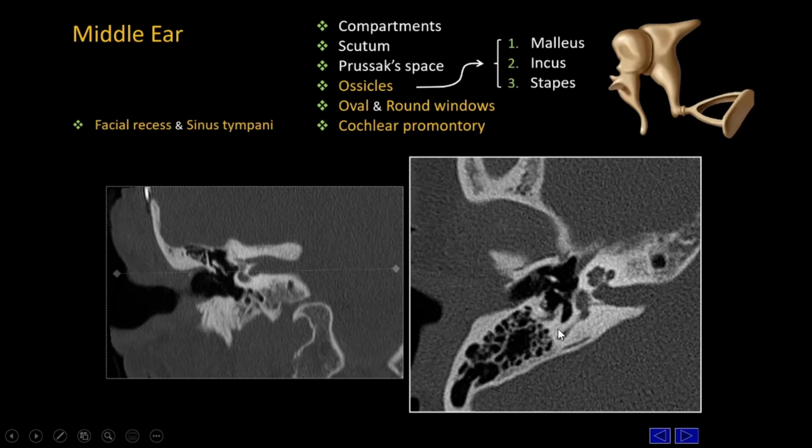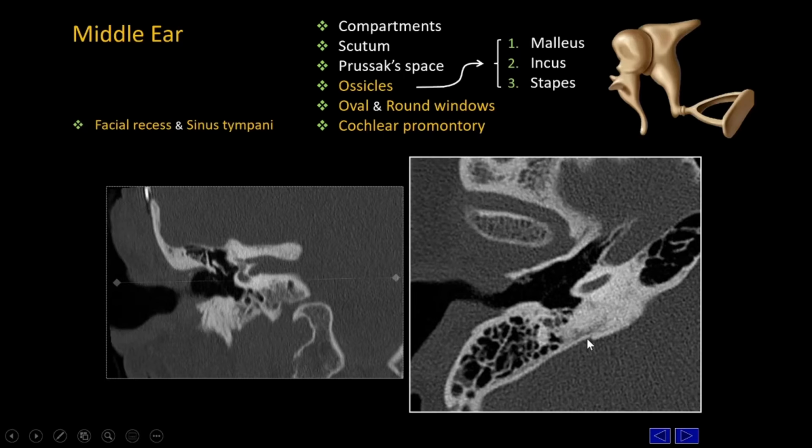And another structure that you can see is the cochlear promontory on the axial view. Again, find the basal turn of the cochlea; this promontory is formed by this round bone structure. It's an important landmark because certain pathology likes to go there, and it's important for differential diagnosis for real life and for the board exam.